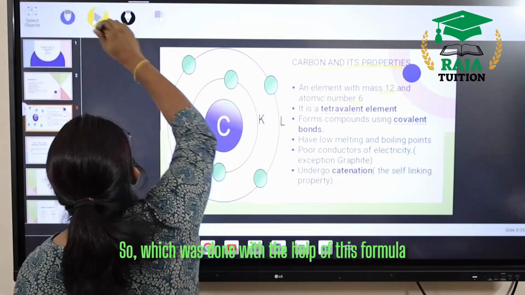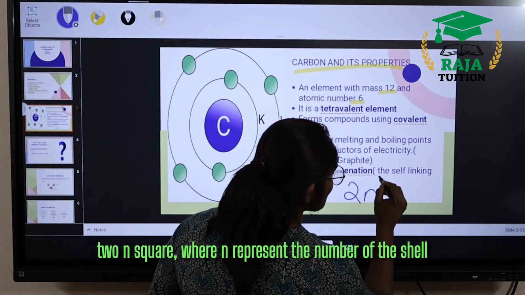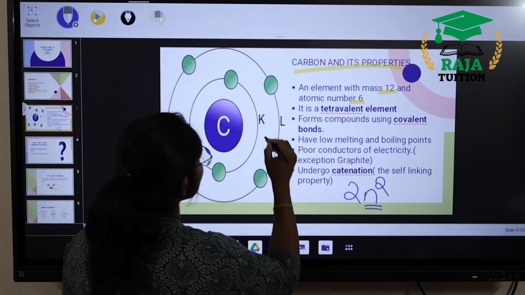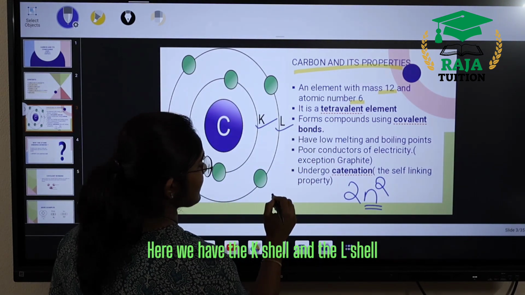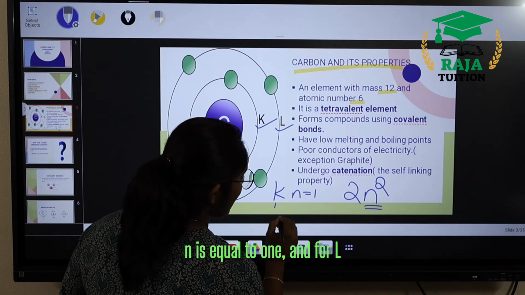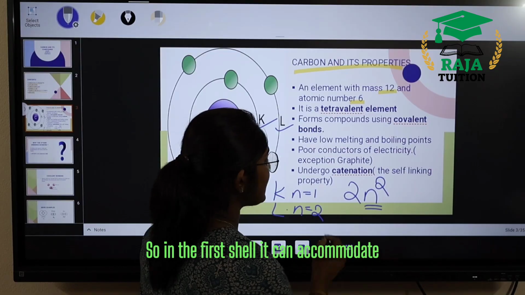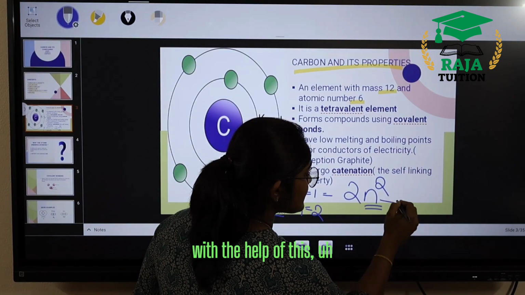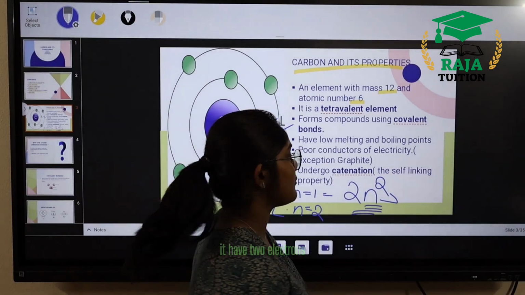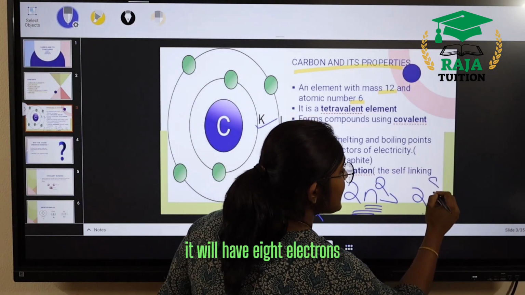So, that was done with the help of this formula, 2n square, where n represents the number of the shell. Here we have the K shell and the L shell. For K, n is equal to 1, and for L, n is equal to 2. So with the help of this formula, we can calculate that the first shell can accommodate 2 electrons, and the second shell will have 8 electrons.